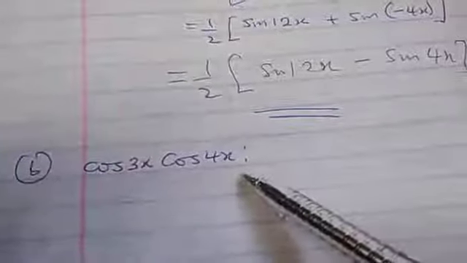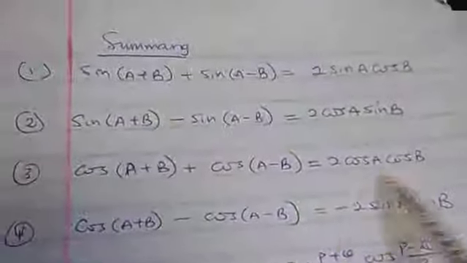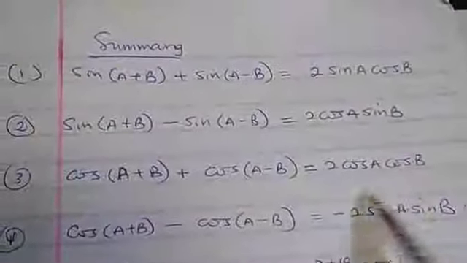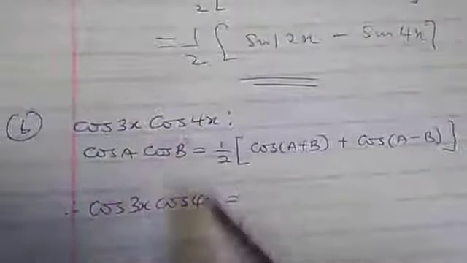If I consider another example, cos 3x cos 4x. So I'm looking for the one that is having cos and cos beside it out of these first four. So the one that is having cos and cos beside this is this, cos A cos B. So I'll just use the cos A cos B formula, and in this case, our A is 3x and our B is 4x.